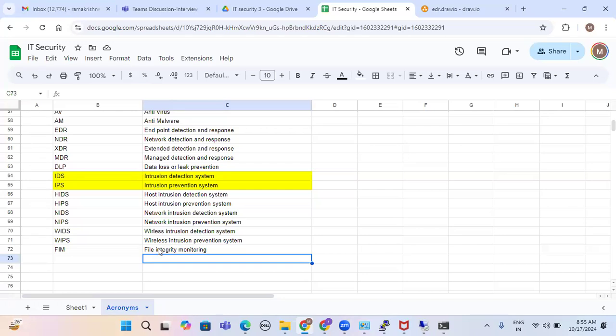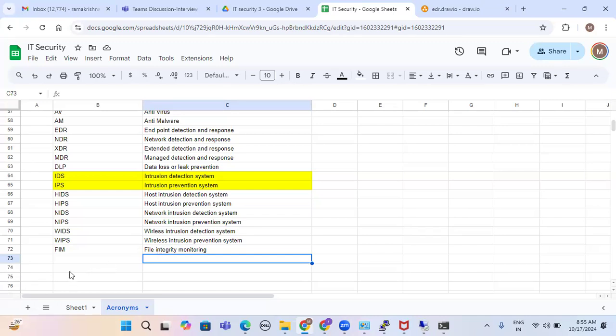Once that alert is received, then we have to go and verify why it is trying to access, what is the reason. We have to do the investigation basically. So how is that possible? It is possible via FIM, file integrity monitoring.